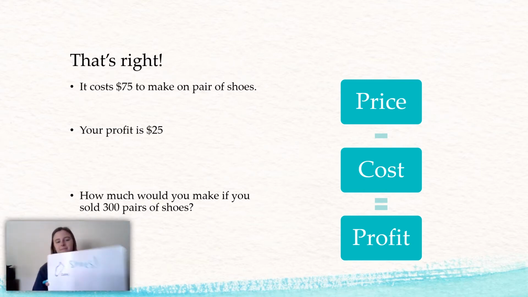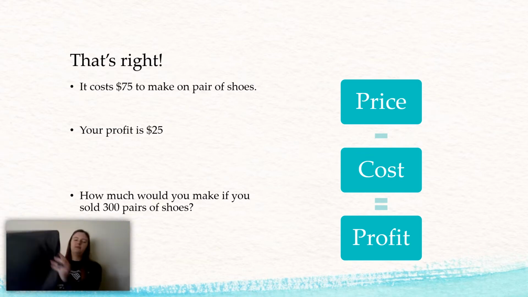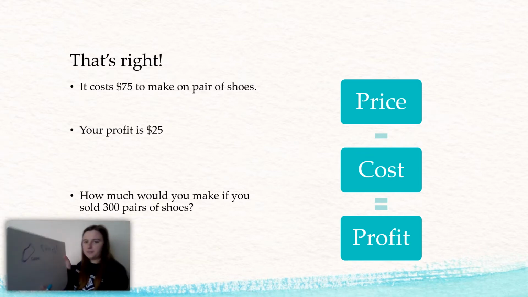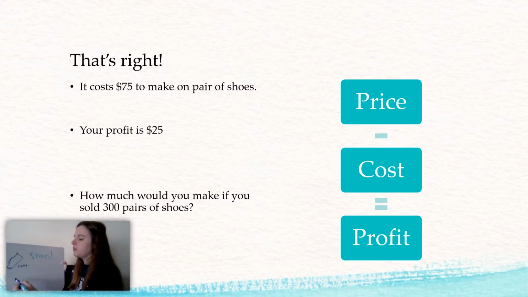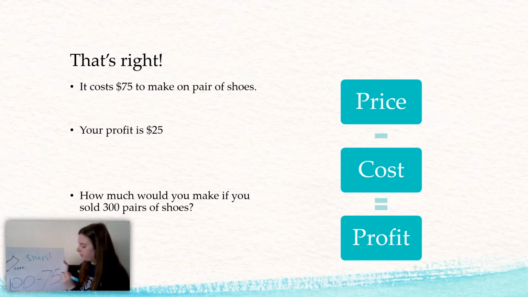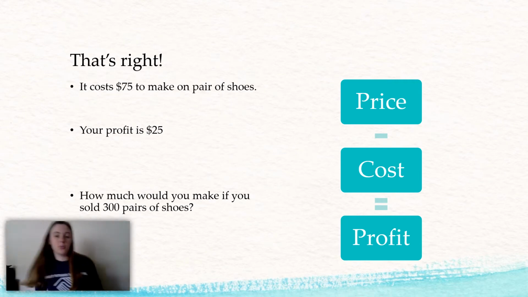So let's think about it together. All right, so let's look at it. So we now know that the price of our shoes is $100, but it costs $75 to make each pair of shoes. Pretty simple. Now, what is our total profit?